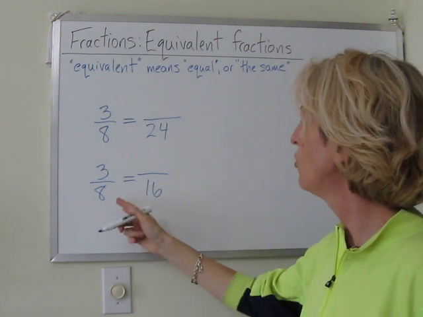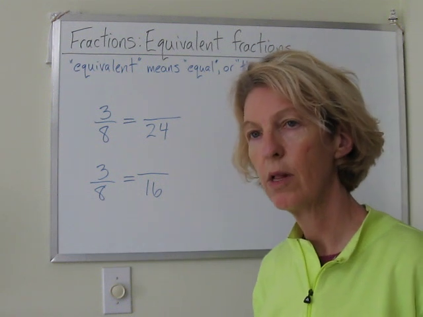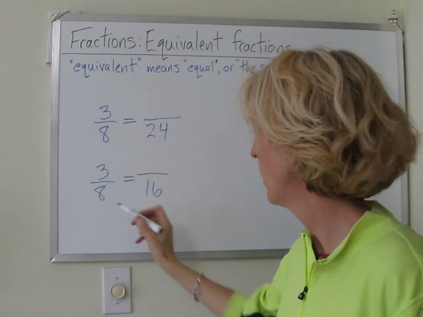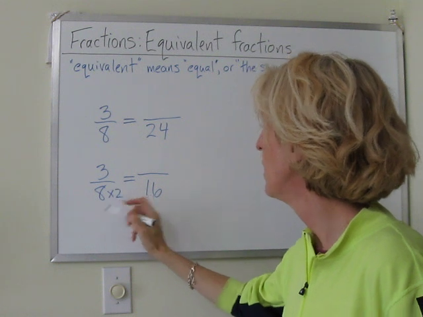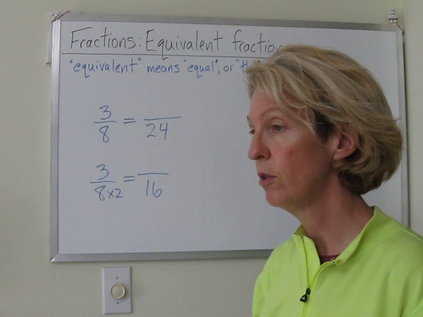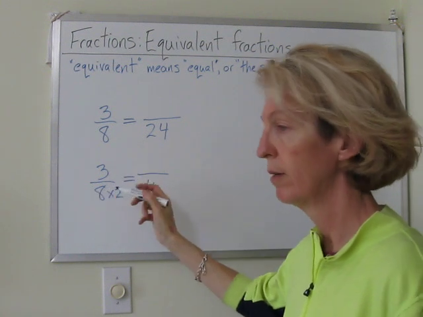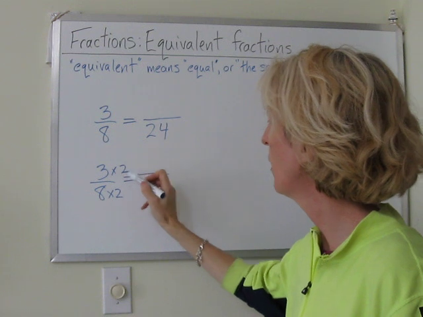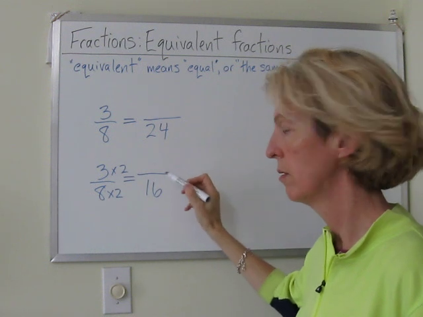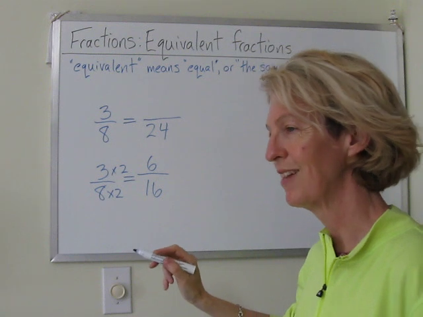Okay, what do you do to 8 to get up to 16? What do you have to do? Multiply it by 2. Okay, times 2. 8 times 2 gives us 16. And what you do to the bottom, you do to the top. So, honey, what do we do to this numerator here? Times it by 2. And what does that give us? 6. Good answer.